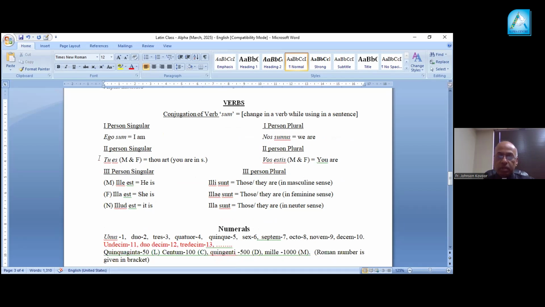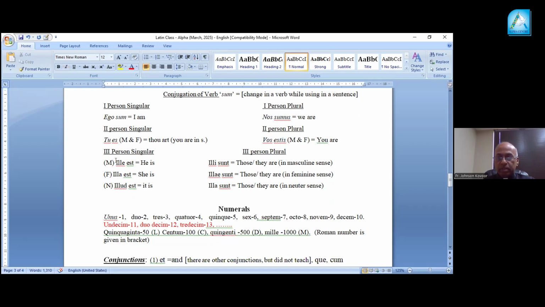You are, in singular, tu es. You are Thomas. Tu es. Then vos estis. Vos estis means you are in plural, two or more. If we say two or more people, we will say you are. For example, you are the apostles of Christ: vos estis apostoli Christi. Or you are people of God: vos estis populi Dei. Populus, people; Dei, of God. Vos estis, you are.